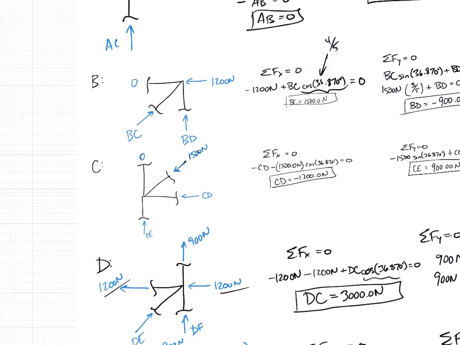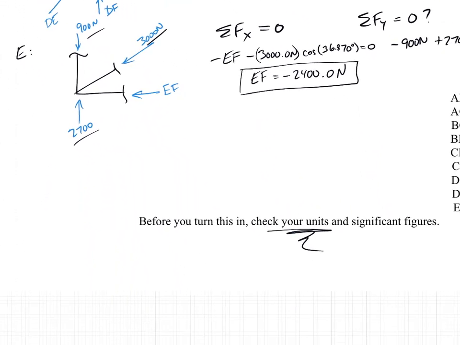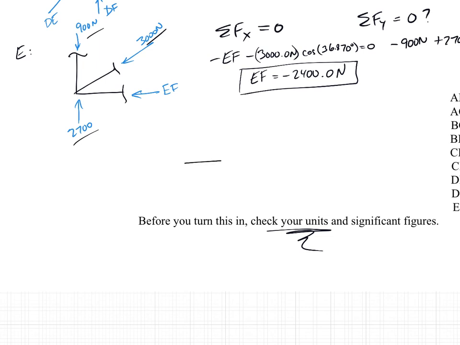Okay, so here's joint F. And F, I think, is easy enough that you can just look at it and see if it checks out. Okay, so we've got these two internal forces coming in there. I've got 2,700 going up. And I've got 2,400 going, sorry. I drew that the wrong way, didn't I? So I've got 2,400 going this way.